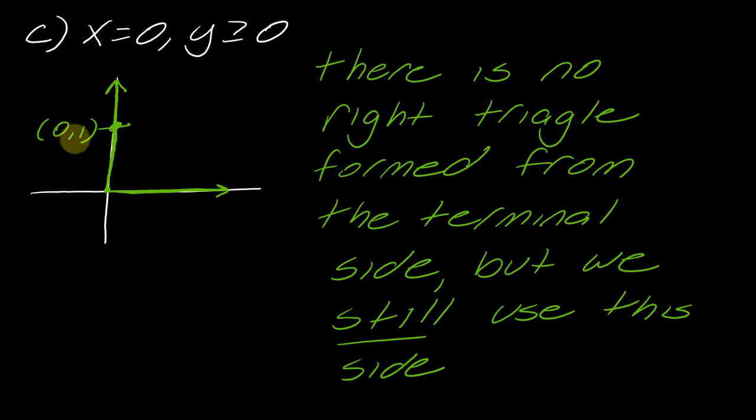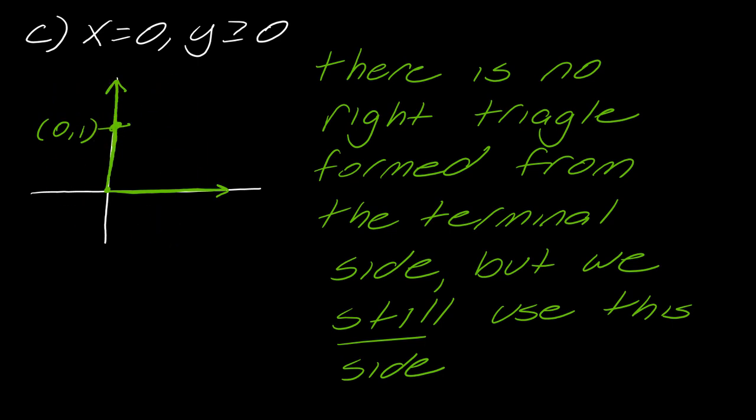So the other thing I want to note here, there's no right triangle that's formed from this point here, but we're still going to use this side. Okay, so I think this is a little subtle, so I want to make sure you understand why this is different, because I think it's very easy to miss.